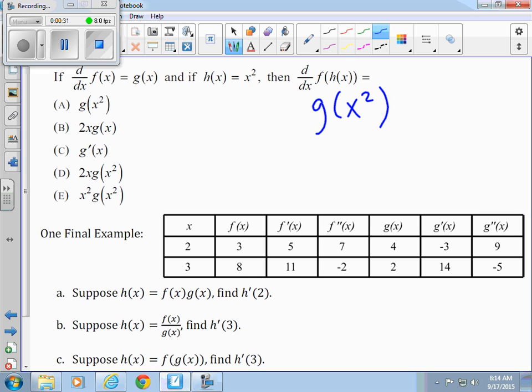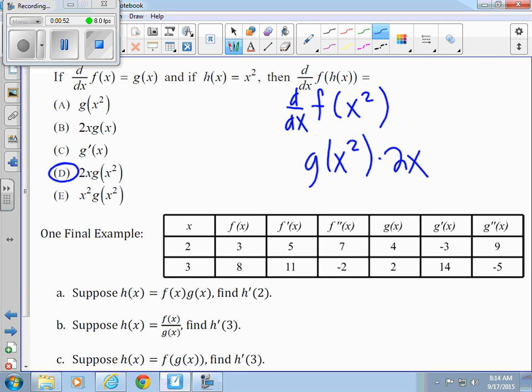Oh, sorry. This is f of x. And then the derivative of that is g, right? So this is g of x squared times what? And so the answer is D. Any questions about that one?